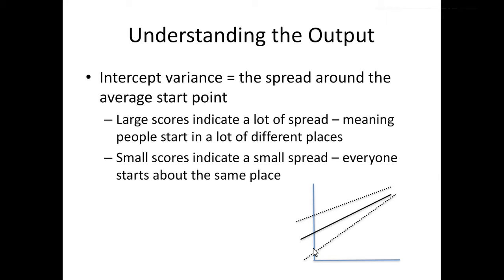So if I have a class full of A to C students, and I come up with a B average, it might be 5 points on either side. So larger scores indicate a lot of spread, so people start in a lot of different places. Smaller intercept variances indicate a small spread, so people start all in about the same place. And that's interesting to know, because it could be that for some designs, everyone starts equal, and then they get further apart as you go. And so we'll have a way to estimate that as well.